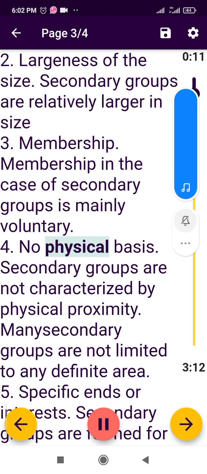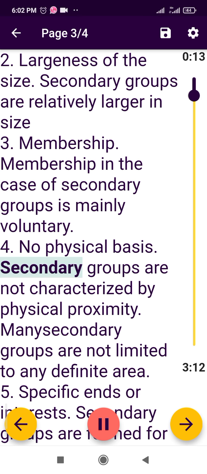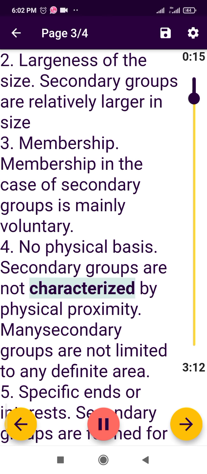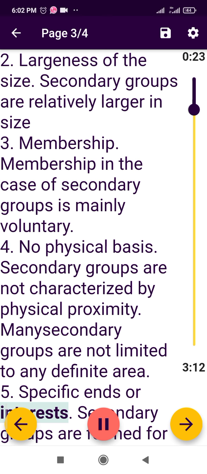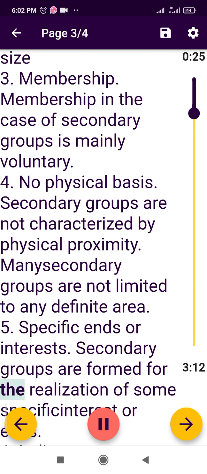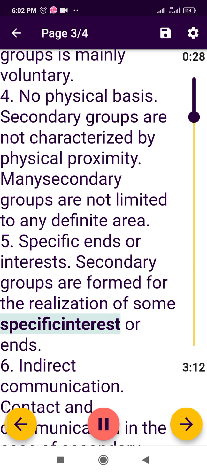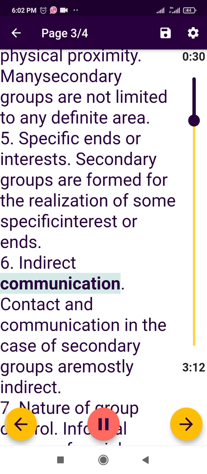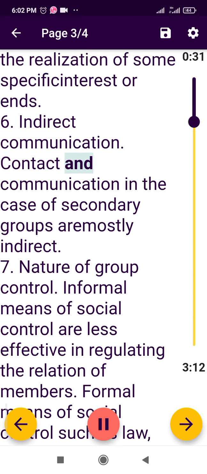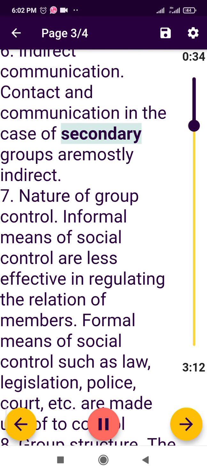4. No physical basis. Secondary groups are not characterized by physical proximity. Secondary groups are not limited to any definite area. 5. Specific ends or interests. Secondary groups are formed for the realization of some specific interest or ends. 6. Indirect communication. Contact and communication in the case of secondary groups are mostly indirect.